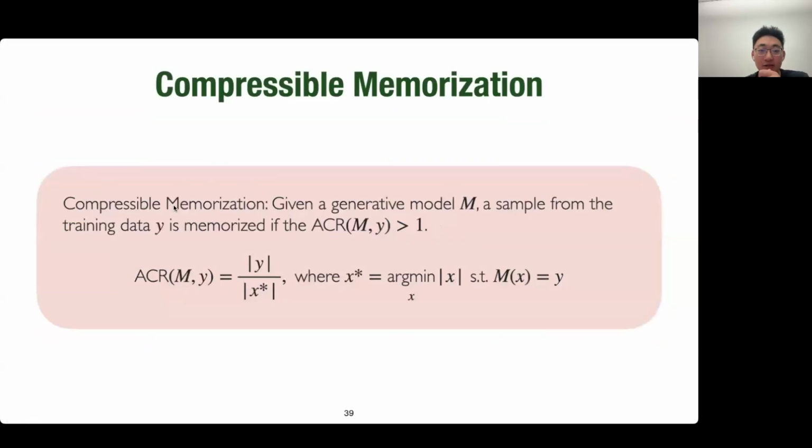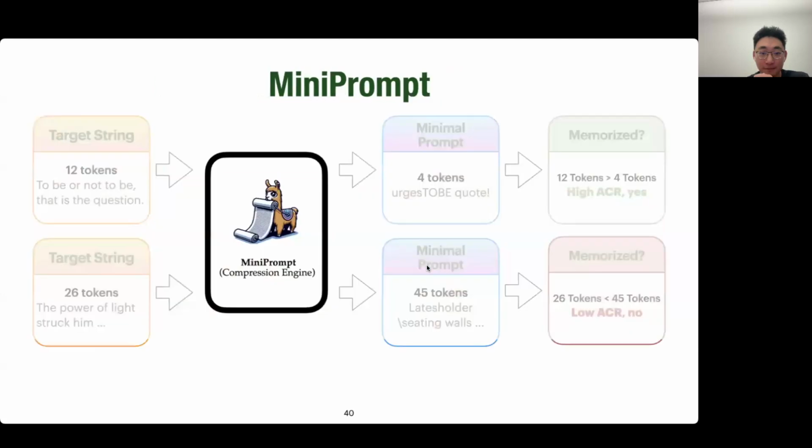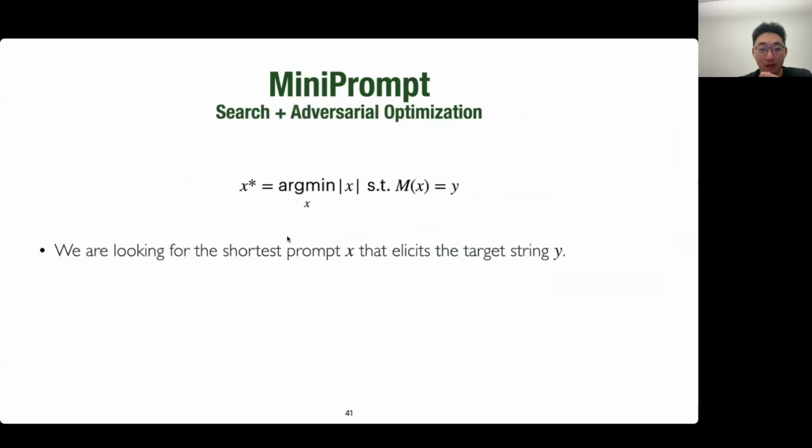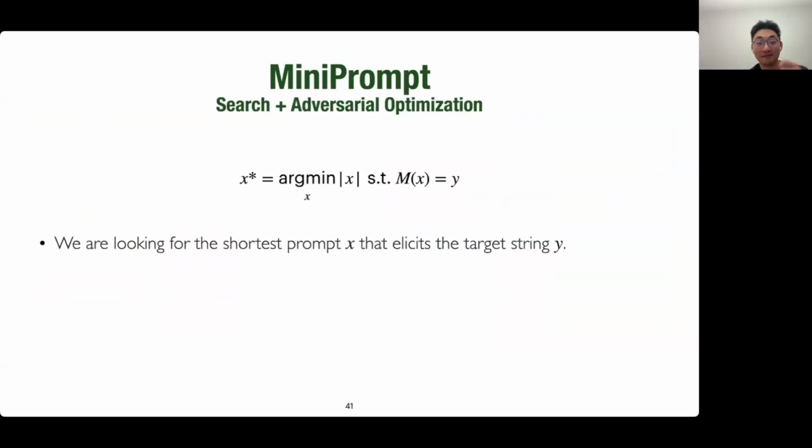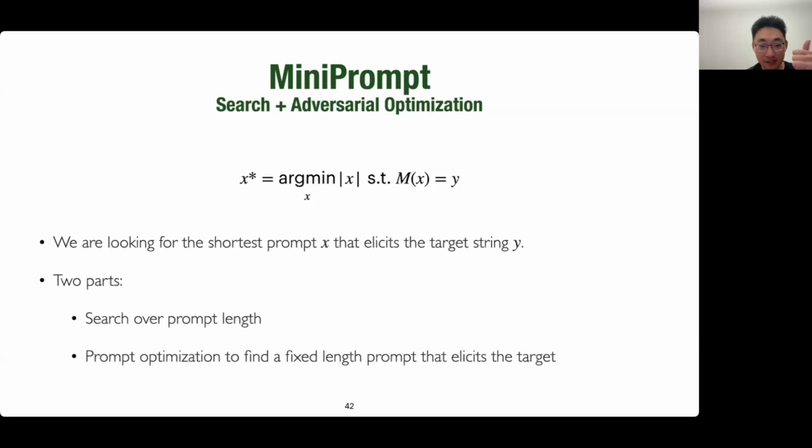Rigorously, we call a string compressibly memorized if, under the generative model, I'm able to find a strictly shorter prompt, X star, that generates Y under M. So now let's briefly look at how this compression engine actually works. Let's take a little detour and see how you can find this shortest prompt, which I think is interesting in itself, but here it really doesn't matter what optimization algorithm you use. There are 2 parts. First, you need to search over the length of the prompt. The second step is, once you fix the length, you need to find the prompt that exactly generates the target. Actually, both of them are surprisingly heuristic.